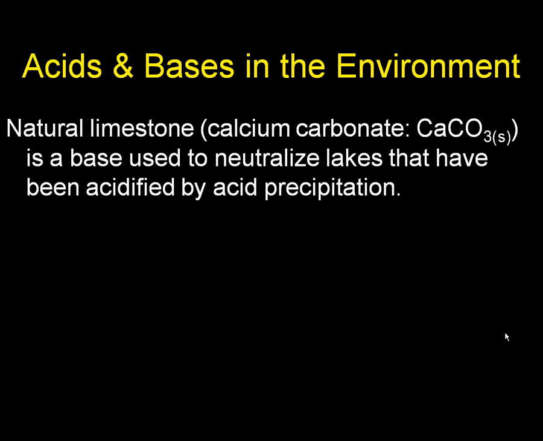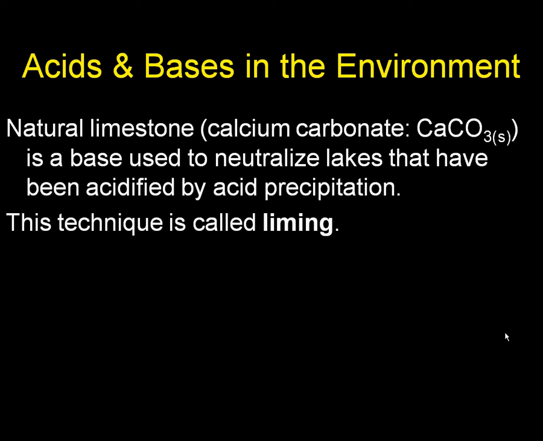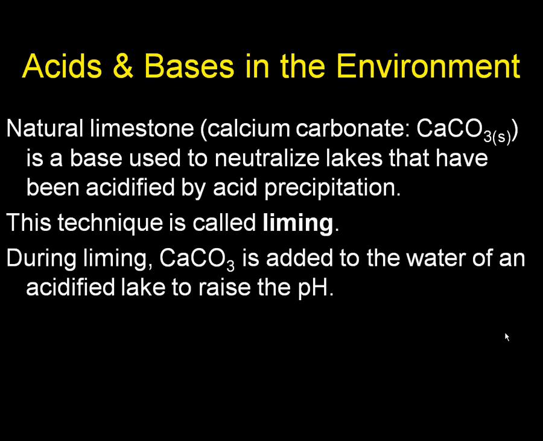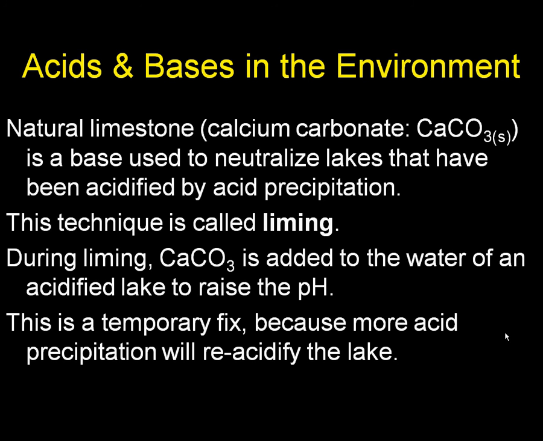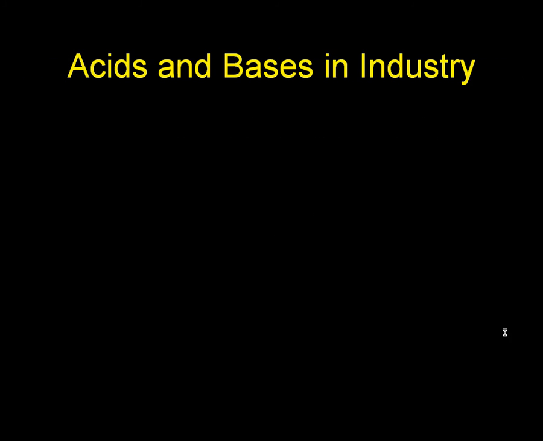In the environment, natural limestone, which is called calcium carbonate, is a base used to neutralize lakes that have been acidified by acid precipitation. It's called liming, so adding lime or limestone to a lake. Calcium carbonate is added to the water of an acidified lake to raise the pH and get it closer to neutral. It's a temporary fix, of course, because more acid precipitation, acid rain or whatever, will reacidify the lake. So we need to look at a way to decrease the acid rain.